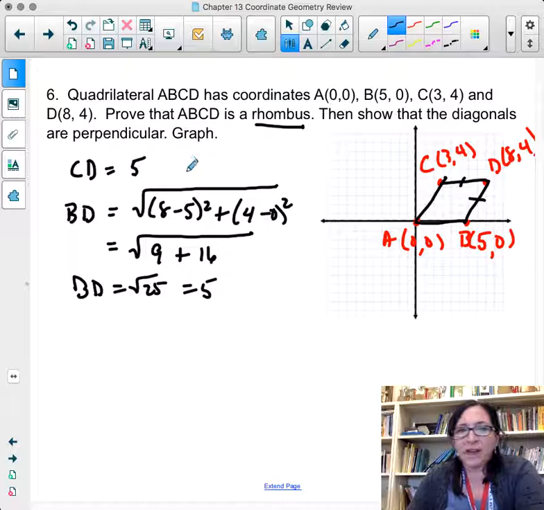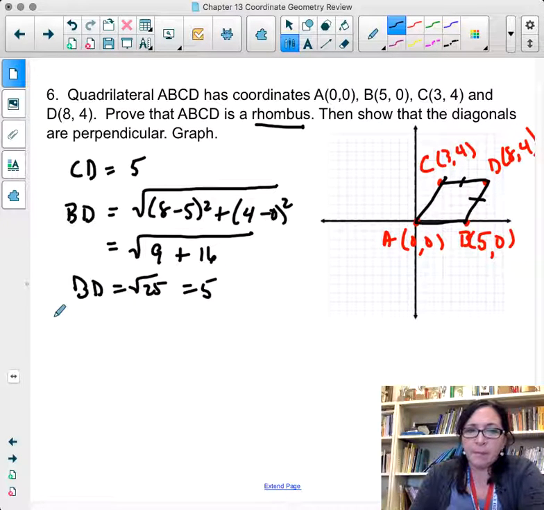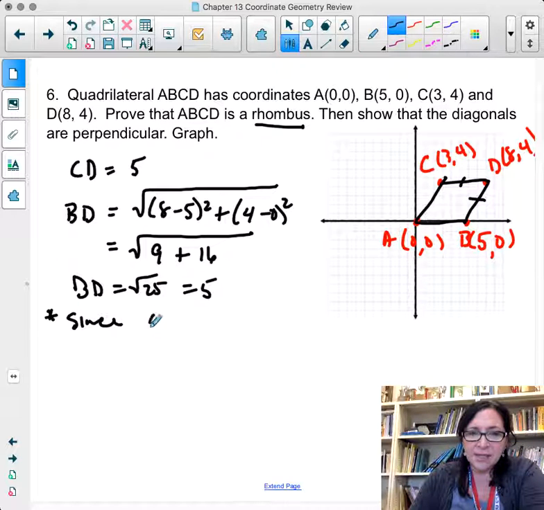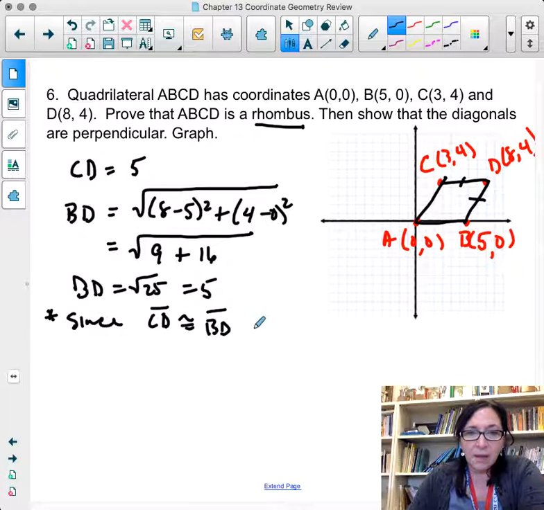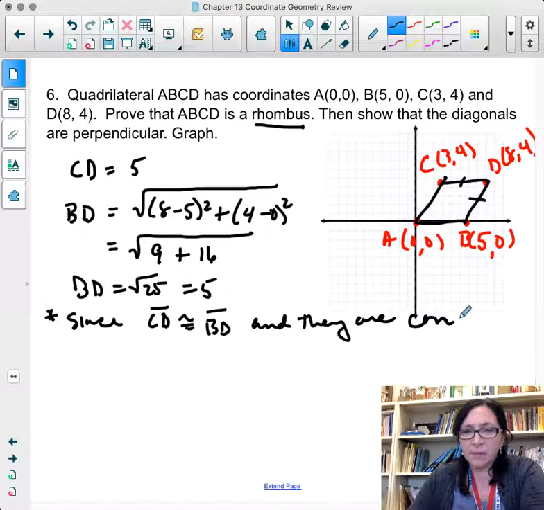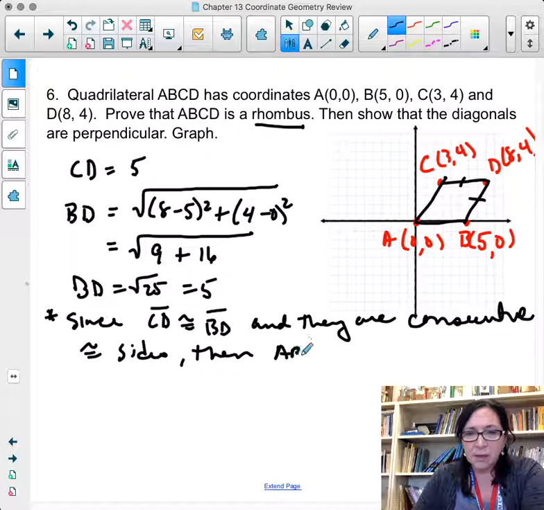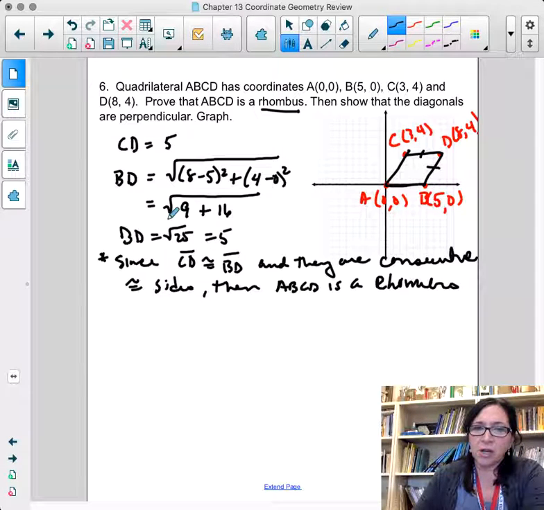Now I have to show that the diagonals are perpendicular. You always should try to come up with a conclusion, by the way. So you can say that since CD is congruent to BD, and they are consecutive congruent sides, then ABCD is a rhombus. Okay, you should always come up with some sort of conclusion.